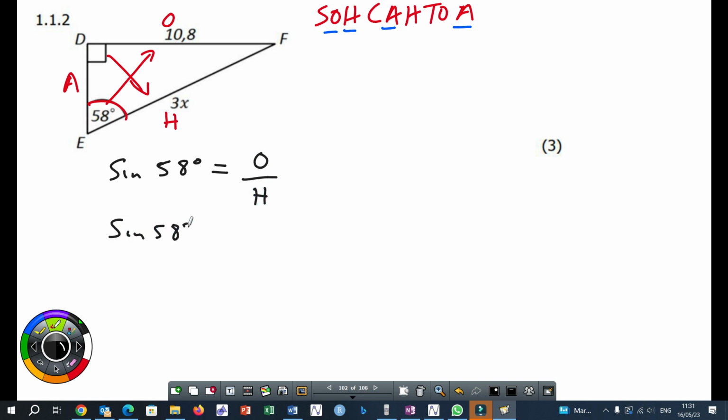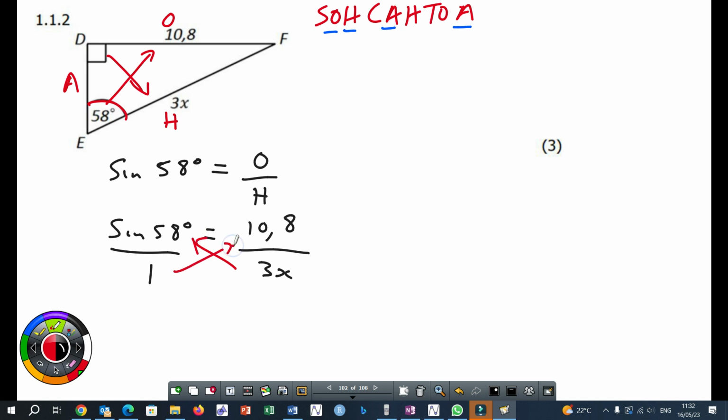So sine 58 is going to be the opposite side, which is 10,8, divided by the hypotenuse, which is 3x. Okay, our denominator there is a 1. Then we cross multiply. If we cross multiply, we'll get 3x times sine 58 degrees is equal to 10,8. Because 1 times 10,8 is going to be 10,8.